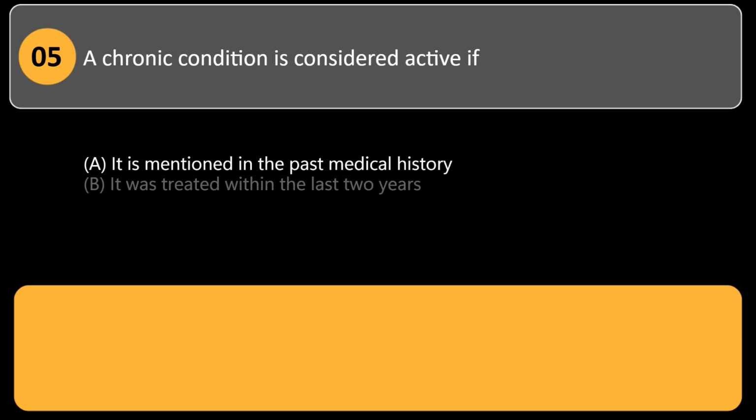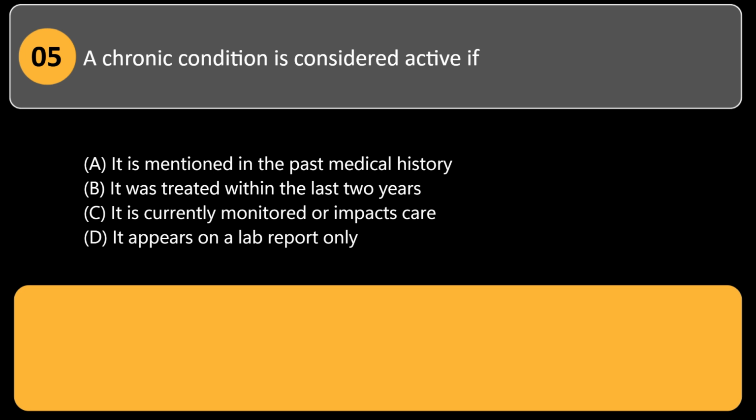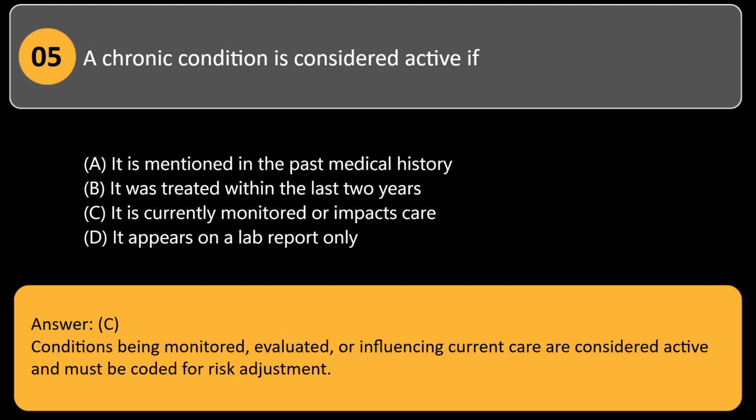A chronic condition is considered active if: A. It is mentioned in the past medical history. B. It was treated within the last 2 years. C. It is currently monitored or impacts care. D. It appears on a lab report only. Answer C. Conditions being monitored, evaluated, or influencing current care are considered active and must be coded for risk adjustment.